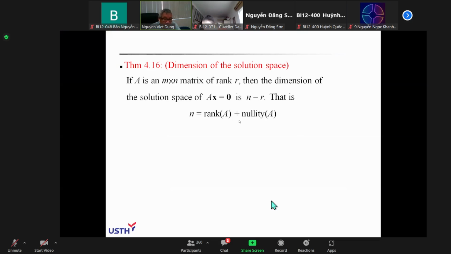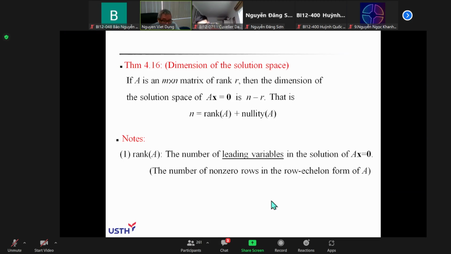And it means that if we take the nullity of A plus the rank of A, we always get the number N, the number of columns of A. I will not explain that property to you. You can read it in the textbook and in the slide.